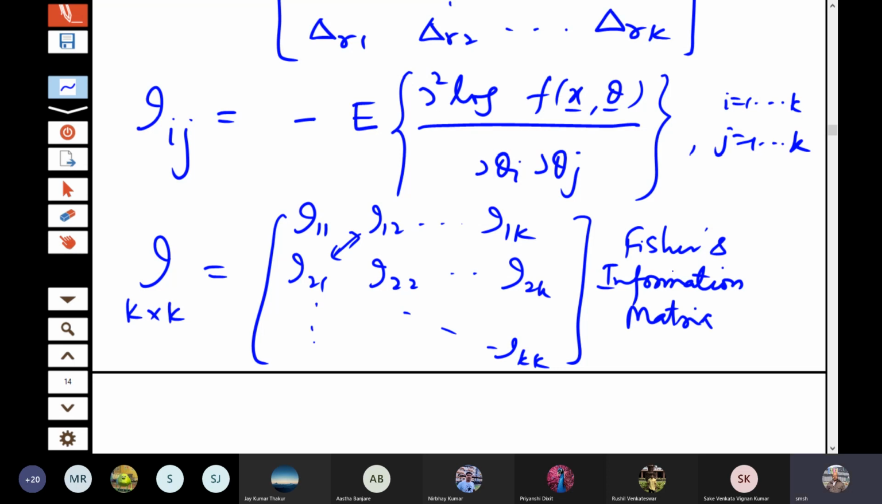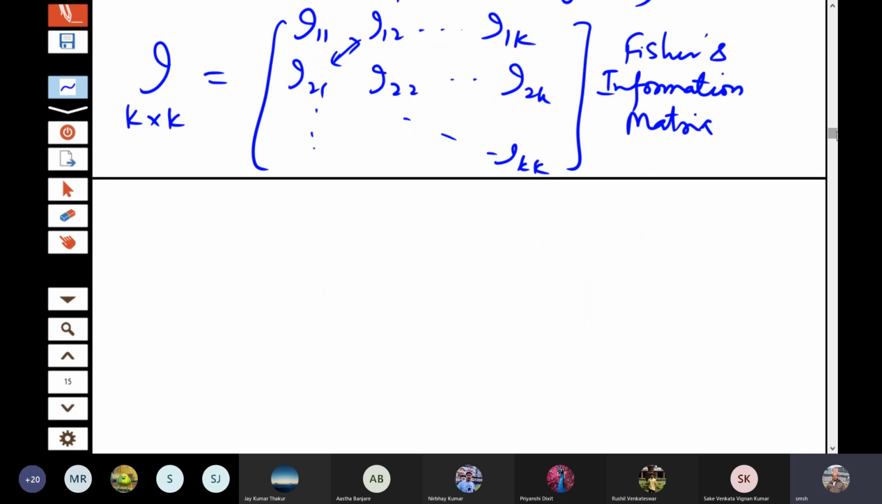What were the regularity conditions? The differentiability of the density. Here second order derivatives will be required for the density function, and then differentiation under the integral sign with respect to all thetas, etc. I will not list all those things under the regularity conditions.